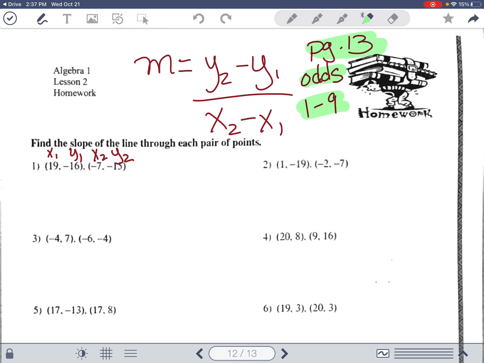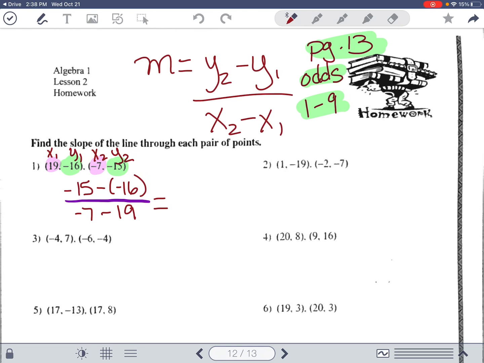All right. I'll set up the first one for you. The value of y sub 2 is negative 15. So let's set this up. Negative 15, take away the value of y sub 1, which is negative 16. So that gets put in parentheses there. Then we draw our fraction bar, and we do the denominator. We substitute in for the denominator. X sub 2 is negative 7, and x sub 1 is 19. So we say minus 19.